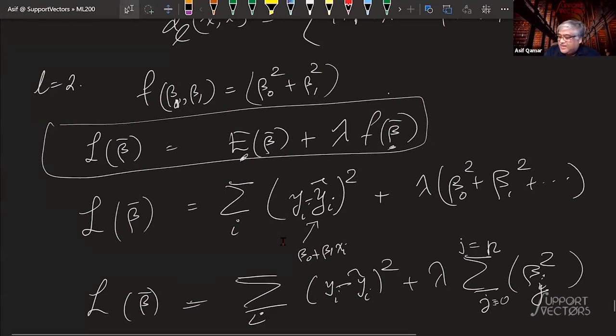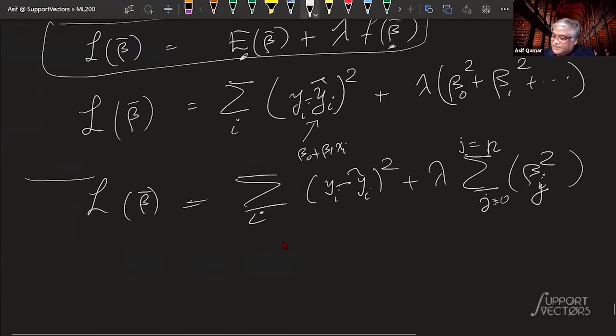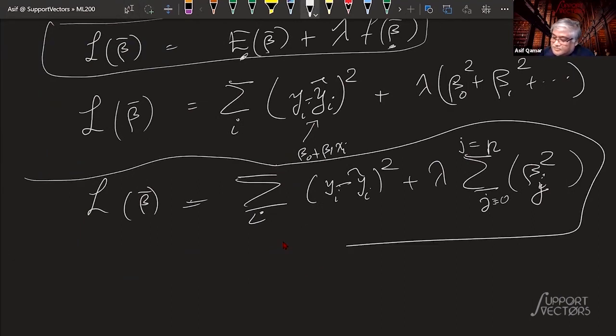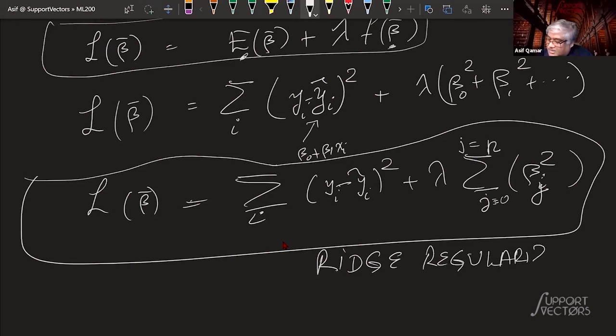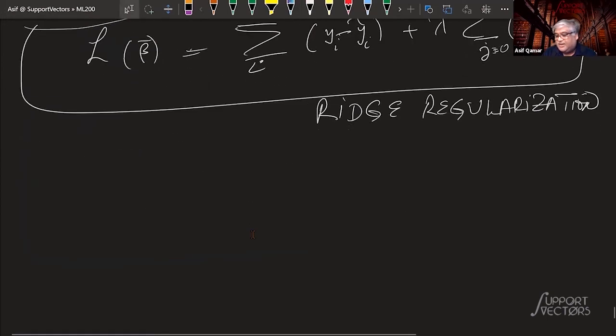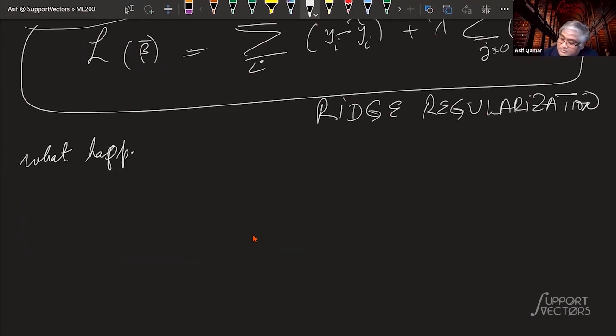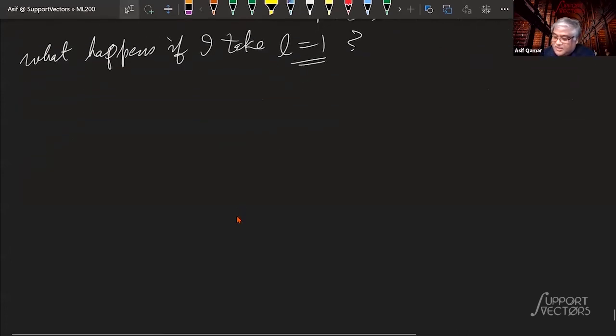So when you use n is equal to 2, this is called regularization. Then you say, all right, that is fine. But what happens if I take L is equal to 1? Then the L is equal to 1 Minkowski norm means what? Remember, what does it do to your constraint surface now?